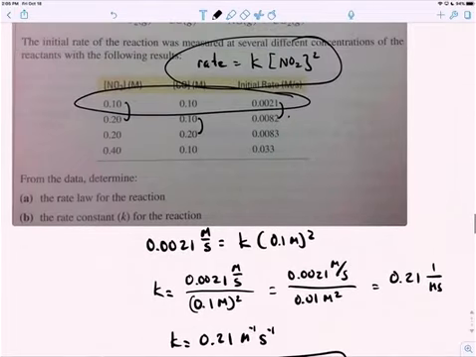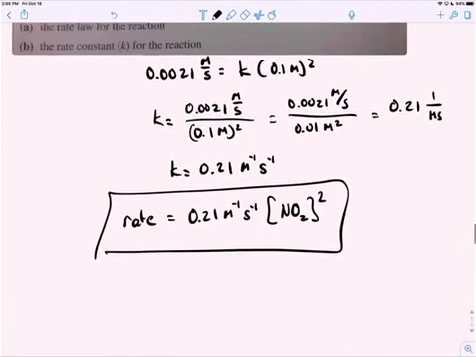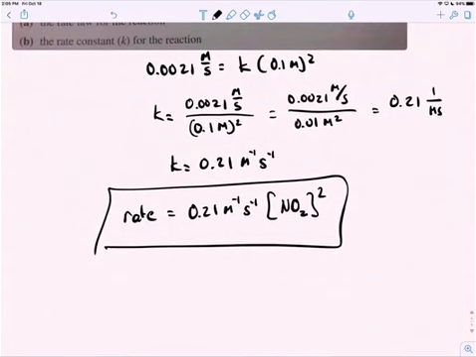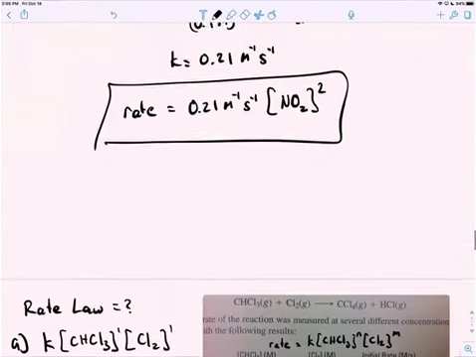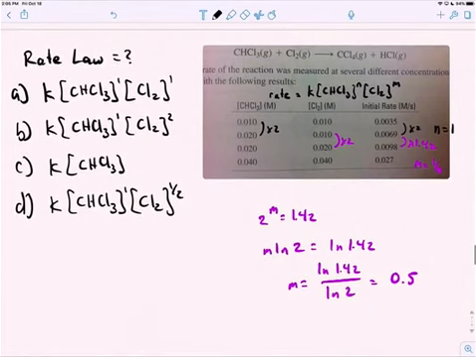You can pick any of these for the rate constant. I like this one because it's in 0.1s. It's easy for me to do the math in my head with the factors of 10. So you can pick any one you want. They're all the same answer. Okay, so let's see if you can do this one. Give it a try, and go ahead and pause and work on it.